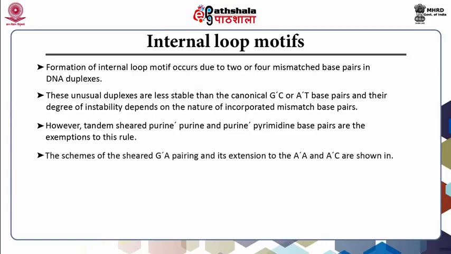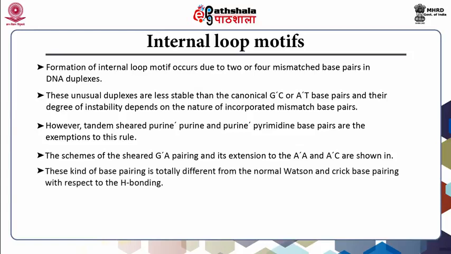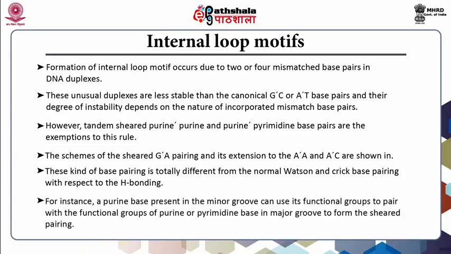The scheme of the shared GA pairing or its extension to AA and AC are shown in the figure. This kind of base pairing is totally different from the normal Watson-Crick base pairing with respect to hydrogen bonding. For instance, a purine base present in the minor groove can use its functional group to pair with the functional groups of purine or pyrimidine bases in the major groove to form a shared pairing.